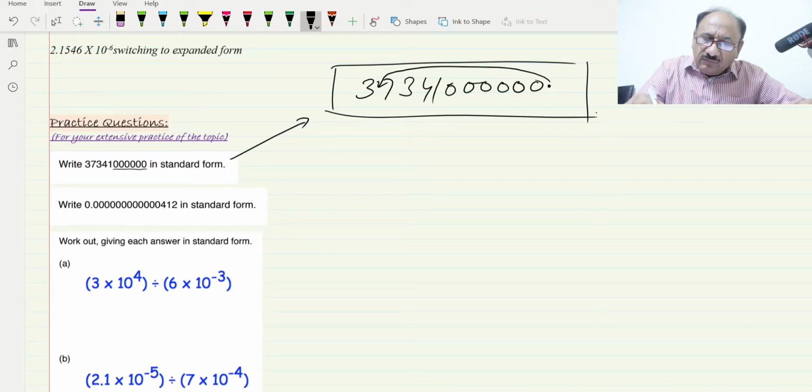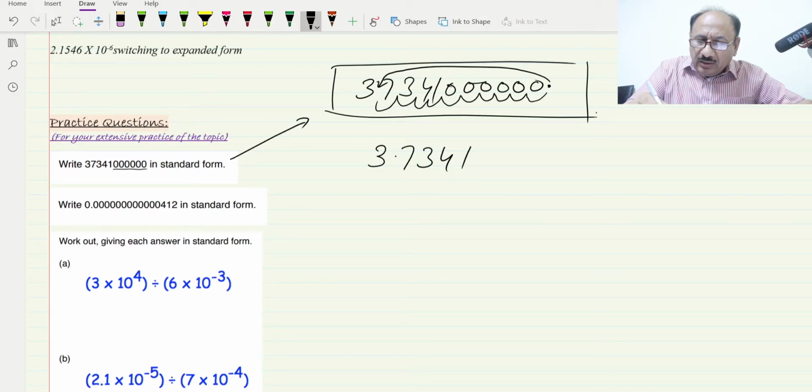How many jumps do we have to take? 1, 2, 3, 4, 5, 6, 7, 8, 9 and 10 jumps we will have to take. So our answer will be 3.7341, and there is no need to write these zeros into 10 raised to the power 10. So this will be the answer for this one.